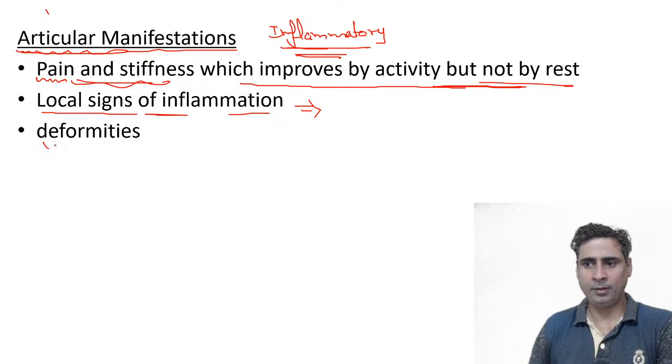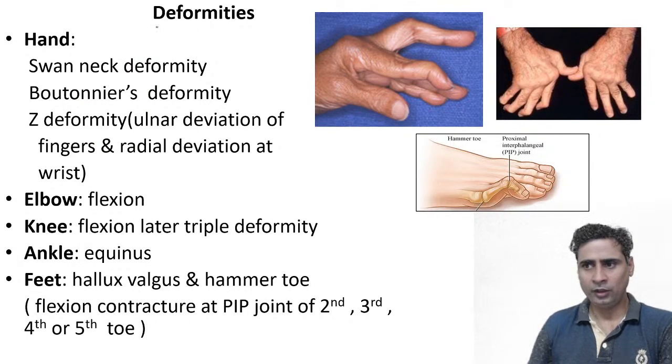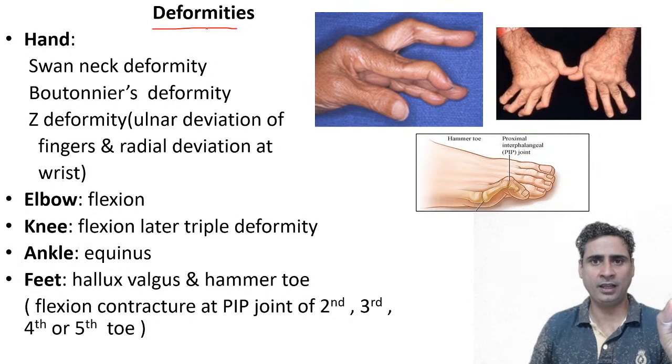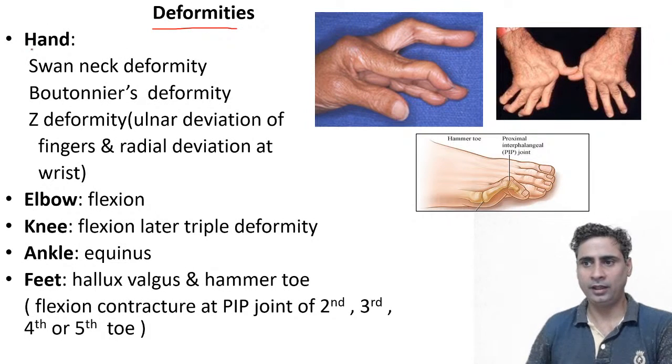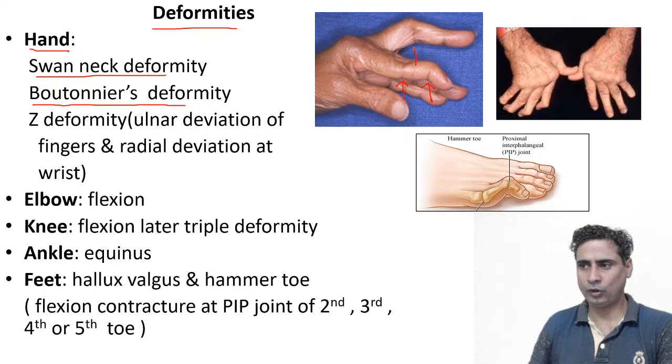And the patient may present with various deformities. Important deformities in rheumatoid arthritis, and in every exam they are asking, in your PG entrance exam, every exam they are asking these deformities. In hand, we have swan neck deformity where there is hyperextension at proximal interphalangeal joint and flexion at distal interphalangeal joint. Boutonniere deformity or buttonhole deformity, exactly opposite. Flexion at proximal interphalangeal joint and hyperextension at distal interphalangeal joint.